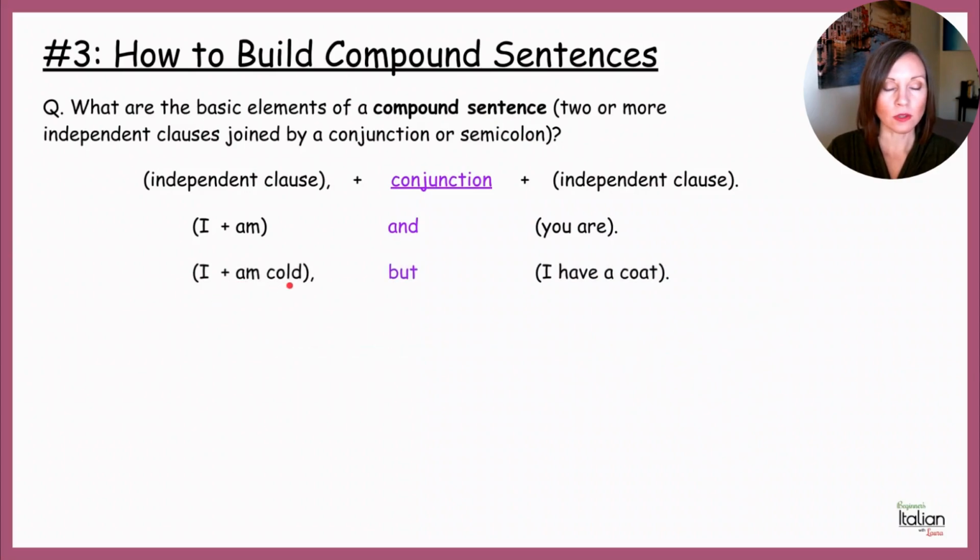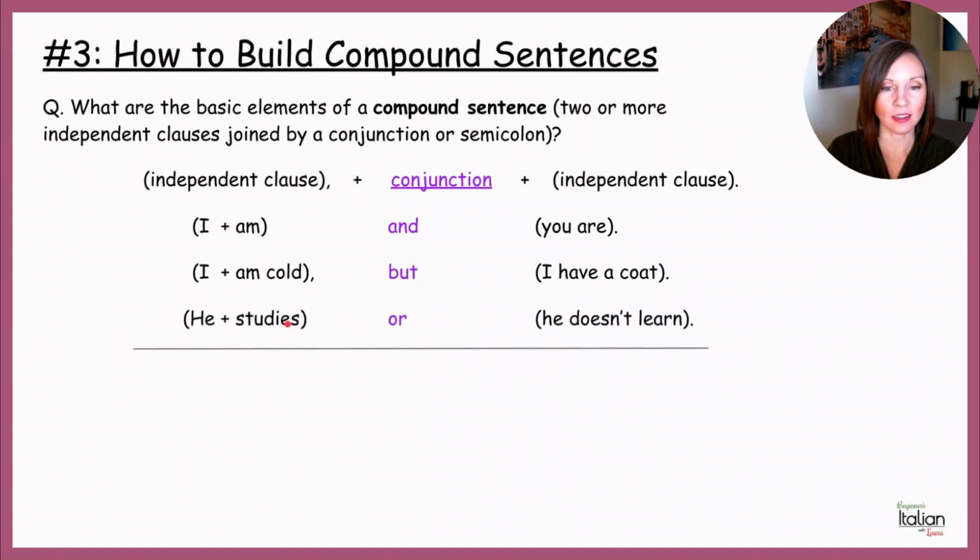I am cold, but I have a coat. Okay, so once again, independent clauses joined together with "but." And he studies or he doesn't learn. Once again, we just join this independent clause with this independent clause using a conjunction.